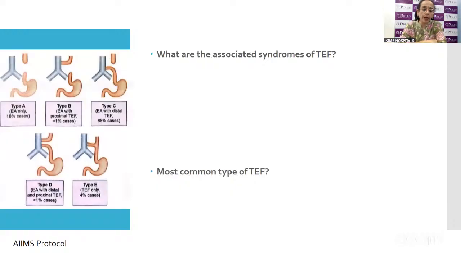So these are the different types of tracheoesophageal fistula. Type A is esophageal atresia only. This is seen in 10% of the cases. Type B is esophageal atresia with proximal TEF and distal blind end, which is very rare, in less than 1%. Type C is the most commonly seen TEF, esophageal atresia with the distal TEF. This is the most common, seen in 85% of the cases. Type D is where both proximal and distal ends are communicating with the trachea, and type E is H-type TEF. This is seen in 4% of the cases.